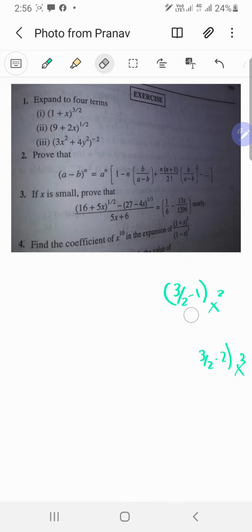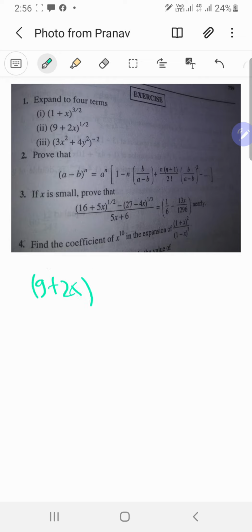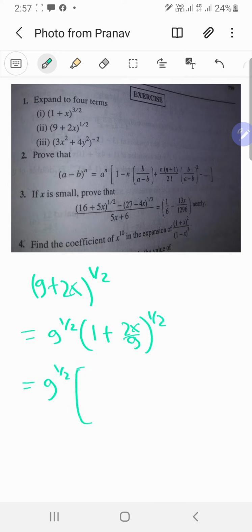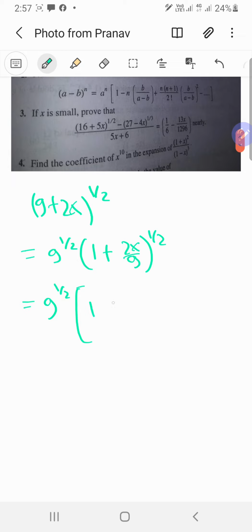So the second part is (9 + 2x) to the power of 1/2, and we want to expand to 4 terms. So it's going to be equal to, well, maybe I can first pluck out a 9 from that. So it's going to be 9 to the power 1/2 and then (1 + 2x/9) to the power of 1/2. Let's expand this till 4 terms. So 1 plus (1/2) into 2x/9, so that's just x/9 itself.